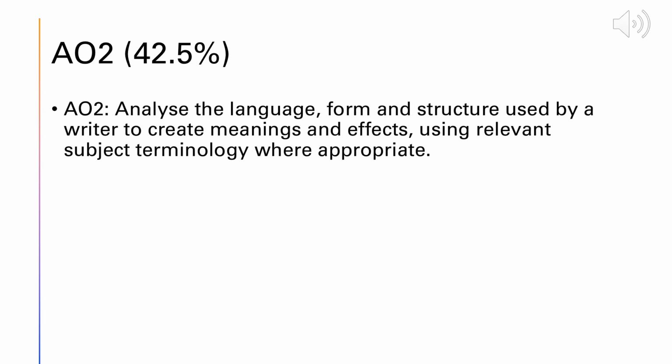Now, AO2 is our biggest assessment objective that we need to be hitting when we write these essays. To analyse the language, form and structure using relevant subject terminology. Interesting. What does it really mean?